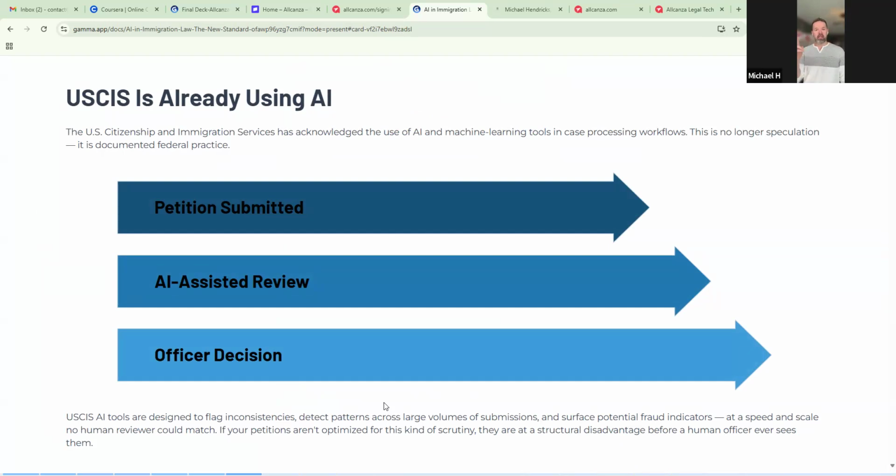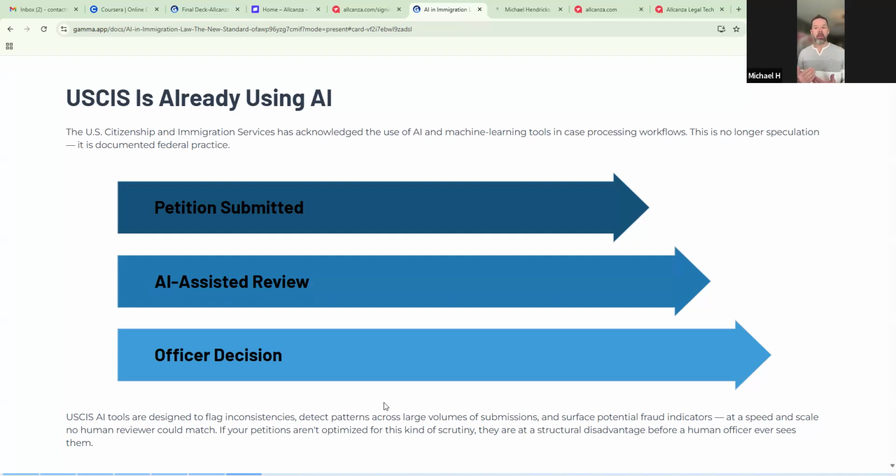But just so you know, as a second part of this, USCIS is using AI now. Immigration, Department of Homeland Security, they've been using AI through forms of identifying people on the street, facial recognition. They've been using AI and reasoning for a long time. But now it's finally gotten into the immigration side. What does this mean? Petition submitted. An AI-assisted review happens. Then the officer looks at it. The officer is highly dependent on that AI review, right? So there's good and there's bad here.